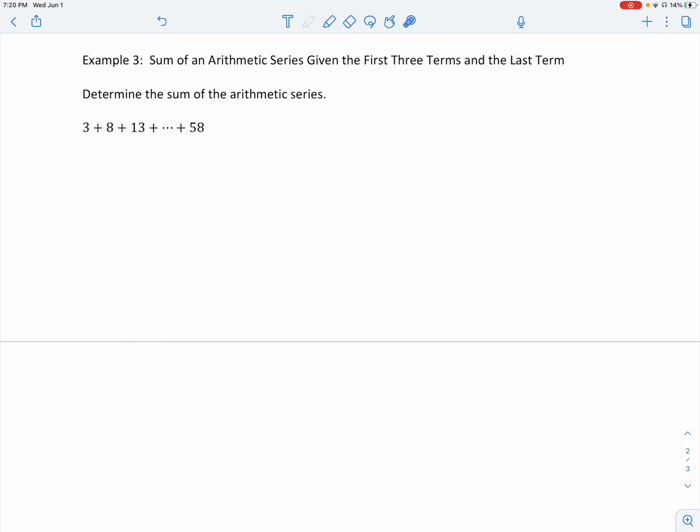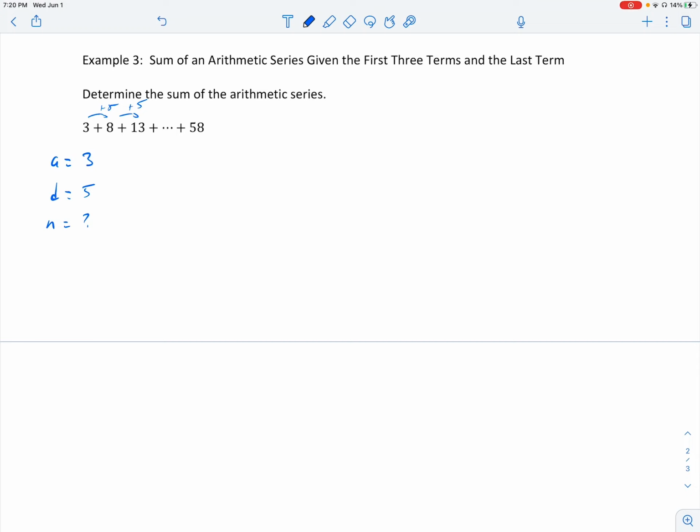At this point, all we know is our first term, 3. The common difference is obvious. It's just 5 to go to each term, plus 5. We probably could figure out how many terms there are to go from 13 to 58. It probably wouldn't be too hard to figure that out. But I think there is an easier way to do this.